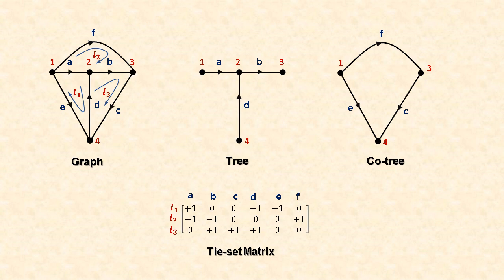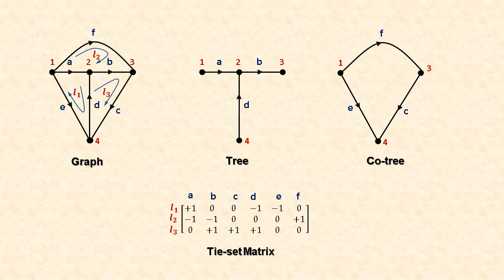Now we shall draw the tie set matrix with loops as rows and branches as columns. For loop L1, branch A has same direction as the loop, so it is given +1 value, but branches D and E have opposite direction to that of loop 1. So they are given -1 value. All the other branches are given 0 value.